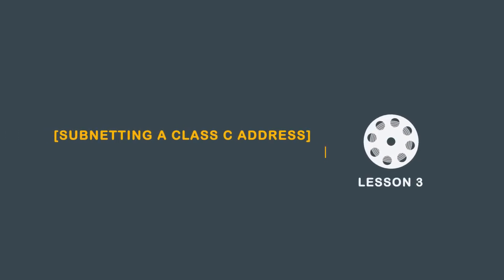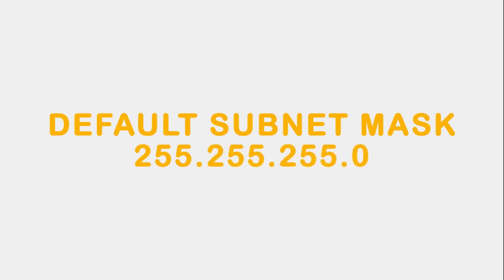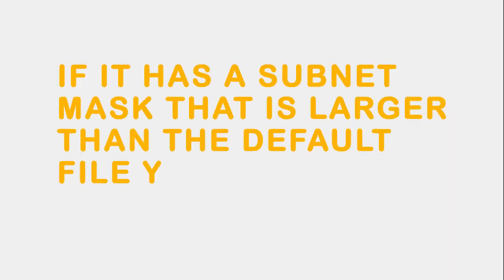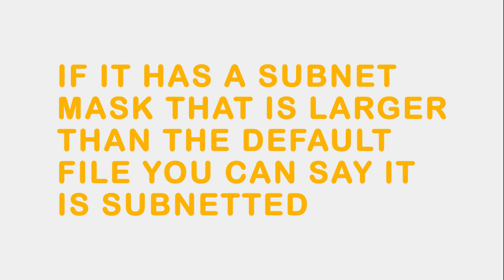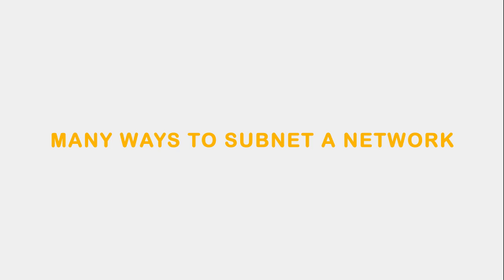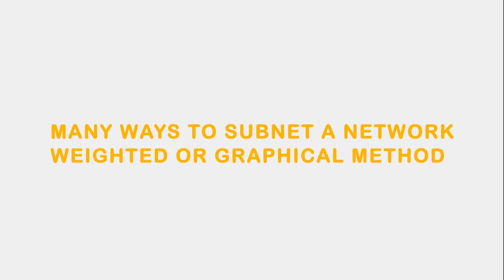In this lesson, we discuss subnetting a Class C address. A Class C address has a range of 192 to 223, with a default subnet mask of 255.255.255.0. If it has a subnet mask that is larger than the default, you can say it is subnetted. There are many different ways to subnet a network. We will be showing you the weighted or graphical method.